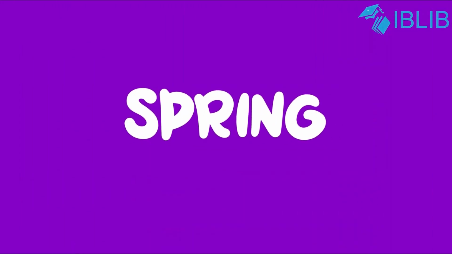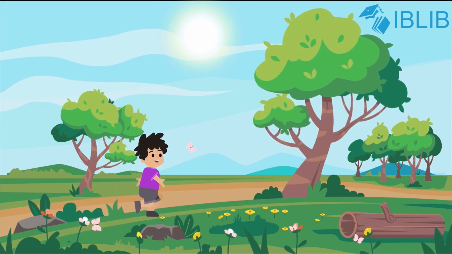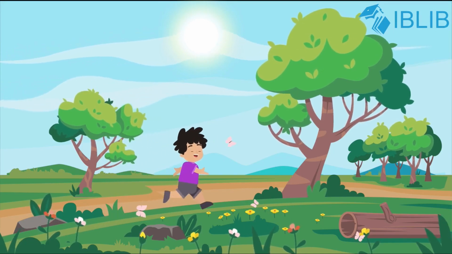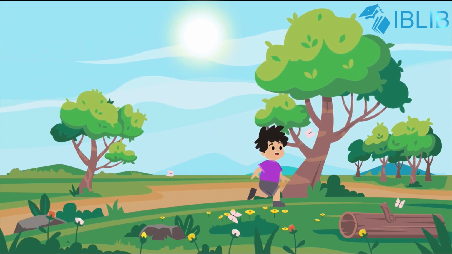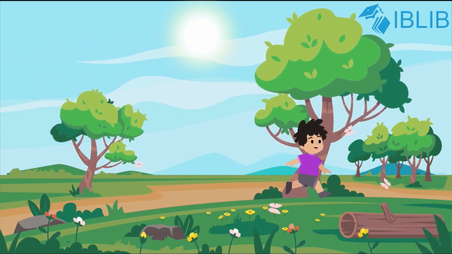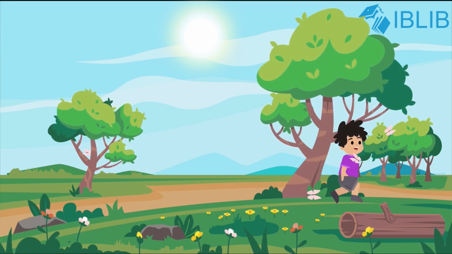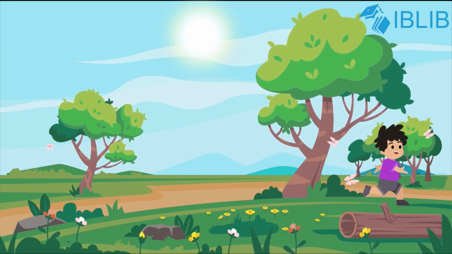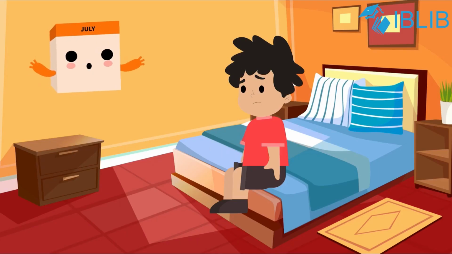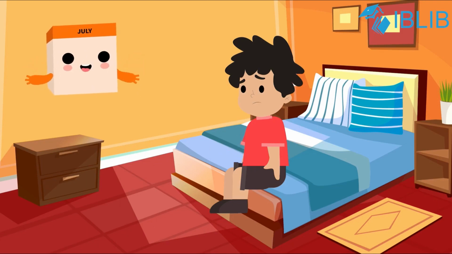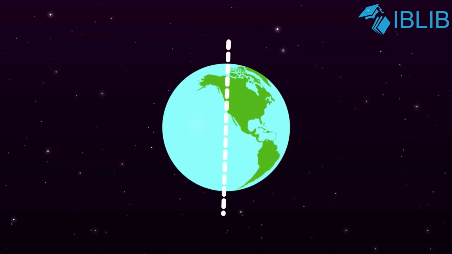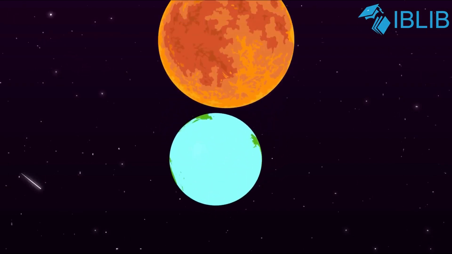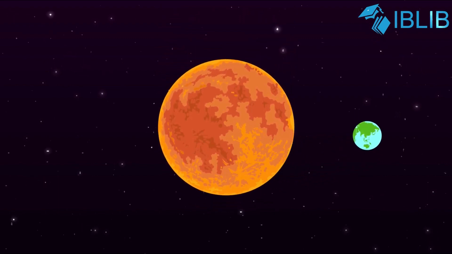Spring season, it is also known as the king of seasons. Spring comes after winter and before summers. During this season, the plants grow and the flowers bloom. Now, let me show you the actual reason why seasons change. This is because of Earth's tilt on its axis and its revolution around the Sun.